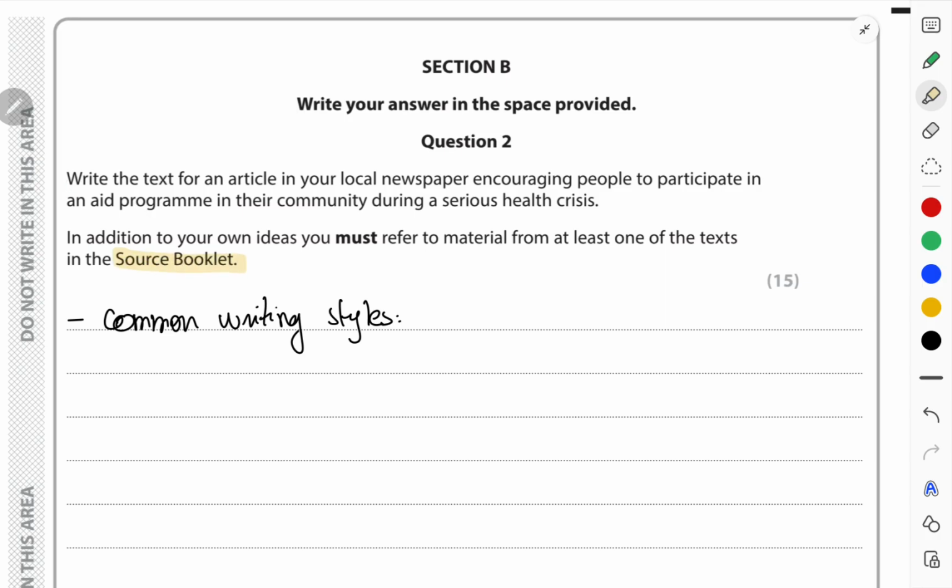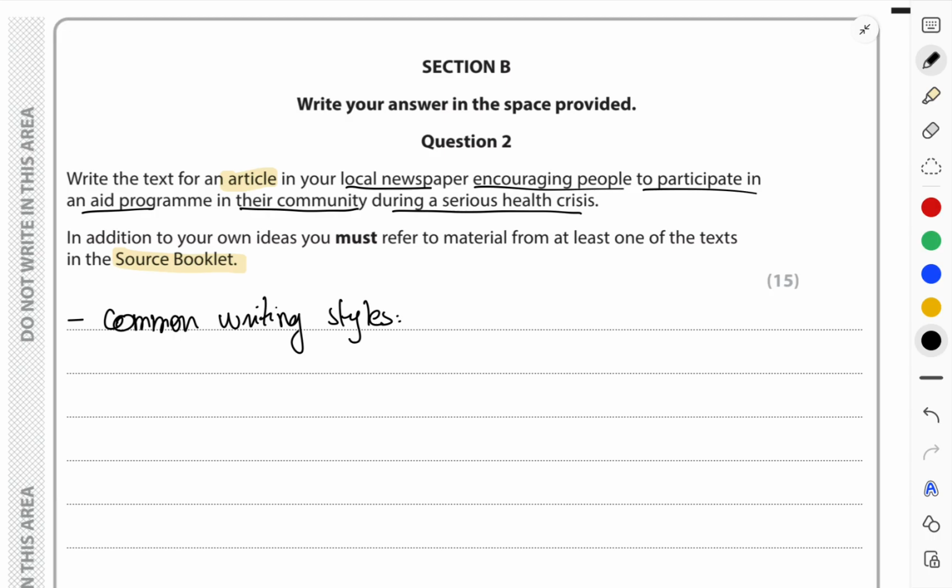So what's the question saying? The question is saying write the text for an article. So they want you to write in a particular writing style in your local newspaper, encouraging people to participate in an aid program in their community during a serious health crisis. Now, if you look at the question, it's very specific, right? It's very specific. So if it's easy, it's specific.